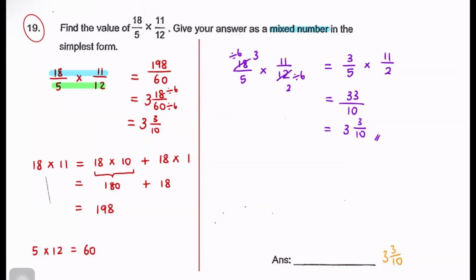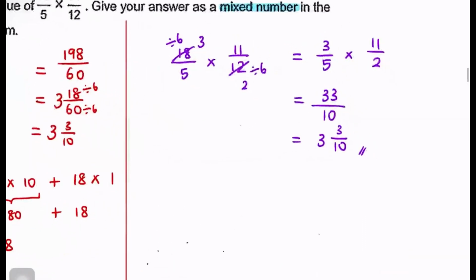Kira, are you familiar with the cancelling method? Not familiar, okay. Let me explain again. When you have a fraction multiplied by a fraction, let me rewrite it. 18 over 5 times 11 over 12. Fraction times fraction, correct?